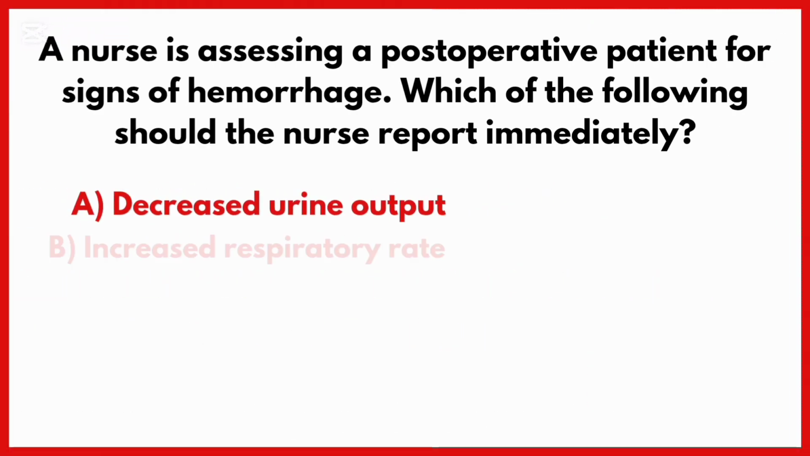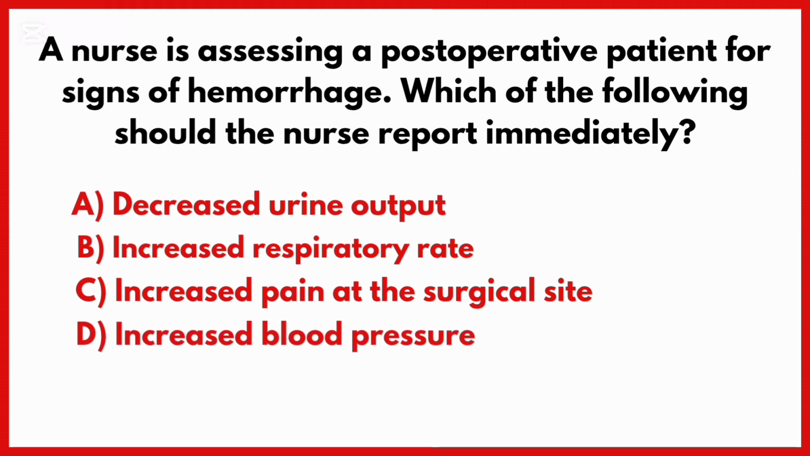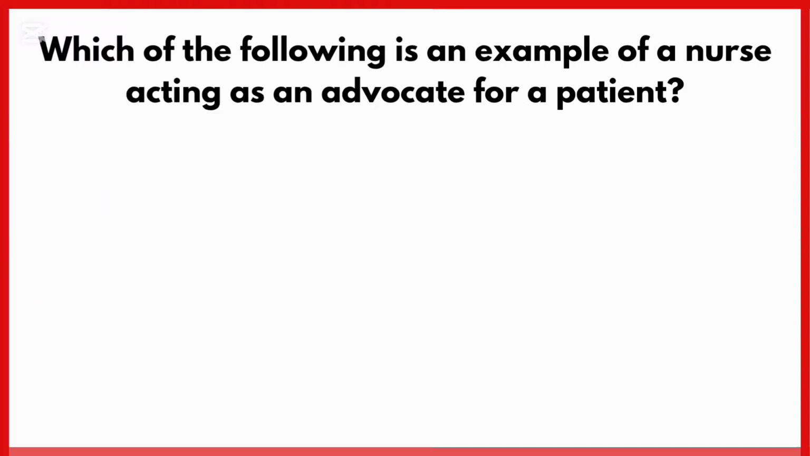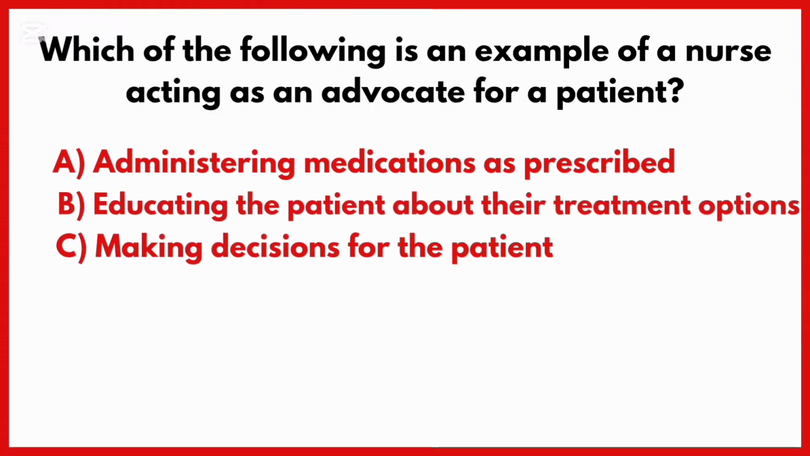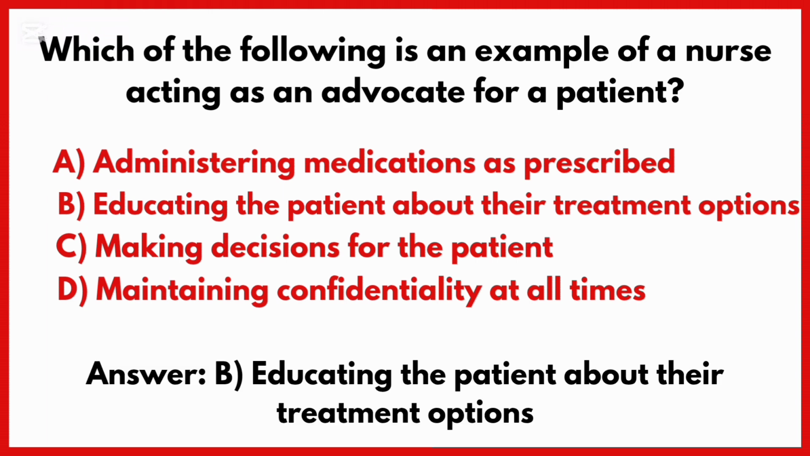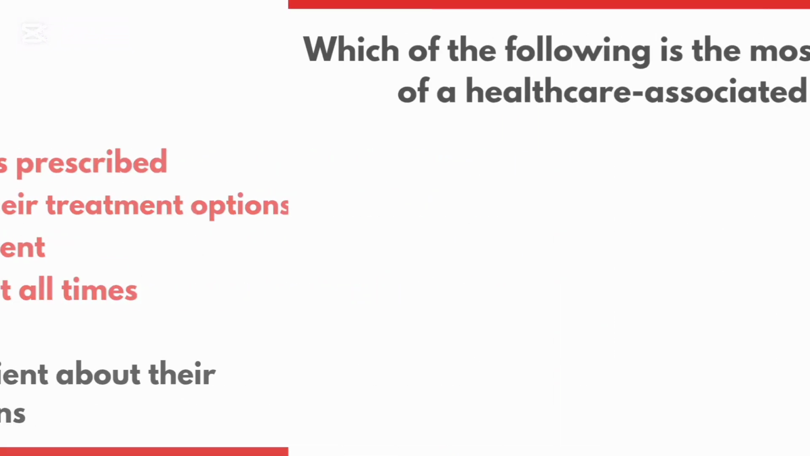A nurse is assessing a post-operative patient for signs of hemorrhage. Which of the following should the nurse report immediately? Correct answer is option A. Decreased urine output. Which of the following is an example of a nurse acting as an advocate for a patient? Correct answer is option B. Educating the patient about their treatment options.